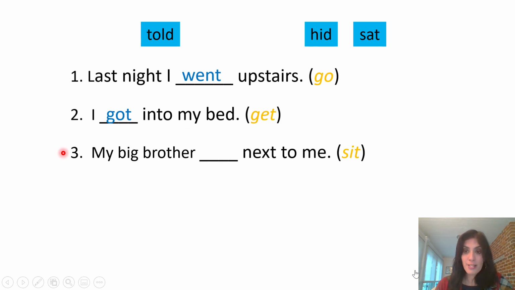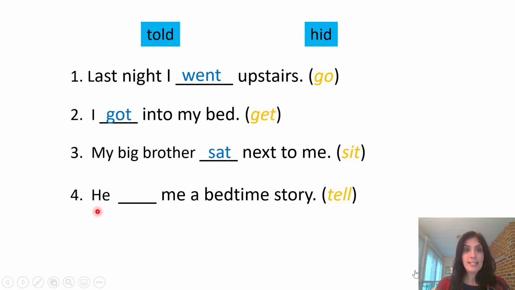Let's listen to the third sentence. My big brother blank next to me. In the parentheses, I see the present tense verb, but I need the past tense. Which verb am I going to use? I hope you were thinking sat. Read the sentence with me. Ready? Here we go. My big brother sat next to me. This is still happening last night in the past.